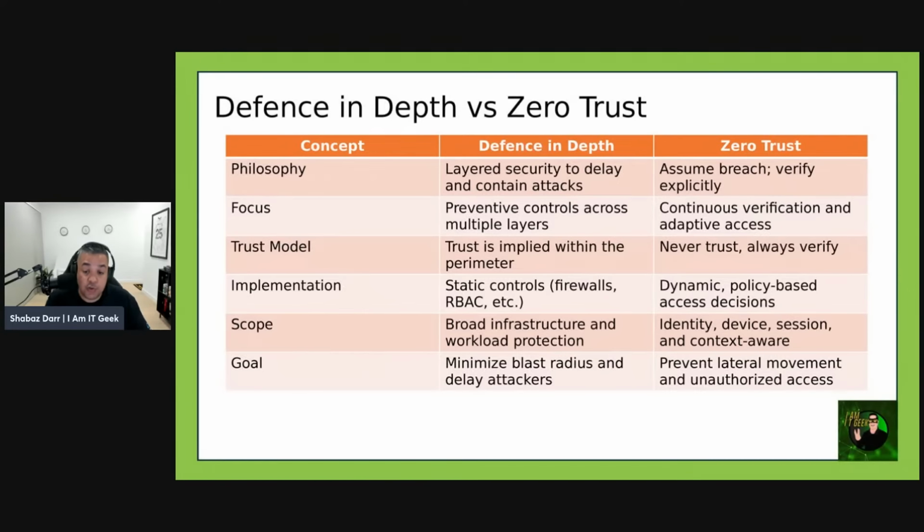And again, assume breach. So segment access, use analytics to detect threats and minimize that blast radius. Some key technologies that we can use: conditional access policies, MFA, multi-factor authentication, Privileged Identity Management or PIM, Defender for Cloud or Defender for Identity, Microsoft Sentinel, things like that.